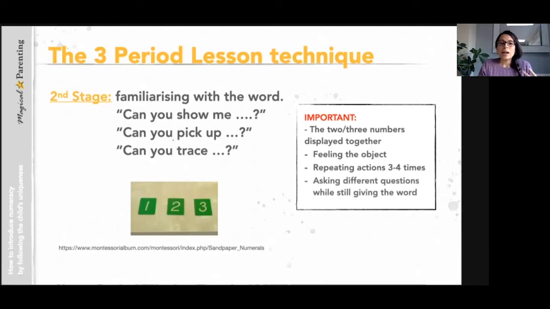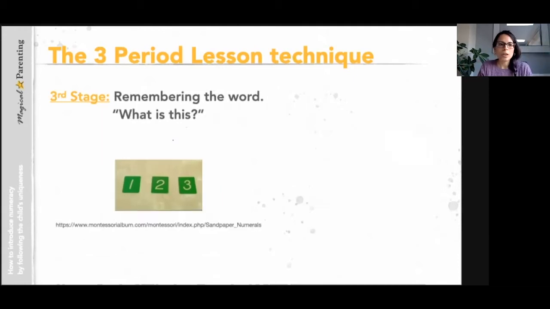Instead, let's pretend the child actually got it and says, oh, this is 1, this is 2, this is 3, and he got it all the time. So he now knows. You can go to the third stage. And the third stage is remembering the word, and it will be the child telling you the name, not you. You're not going to repeat anymore. And you're not going even to ask many times. It's just once. You just want to know if the child knows the word or not.